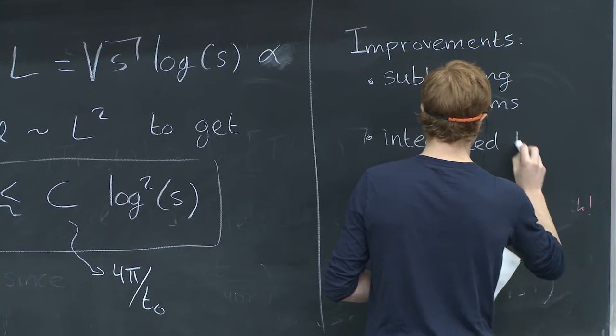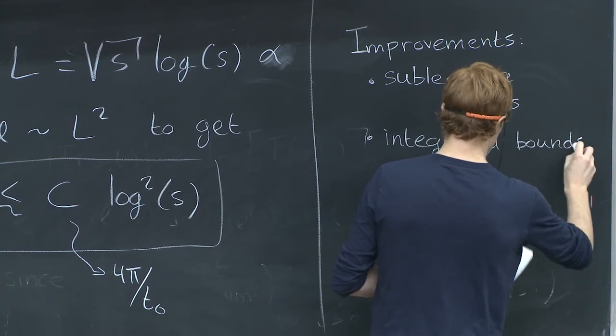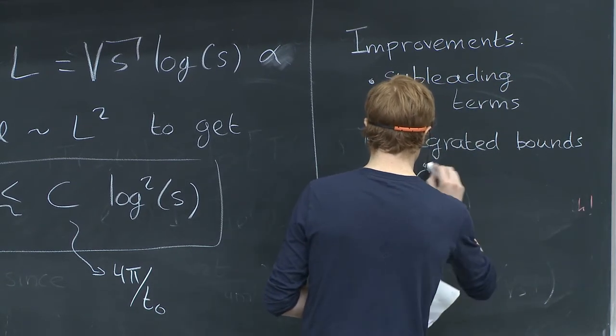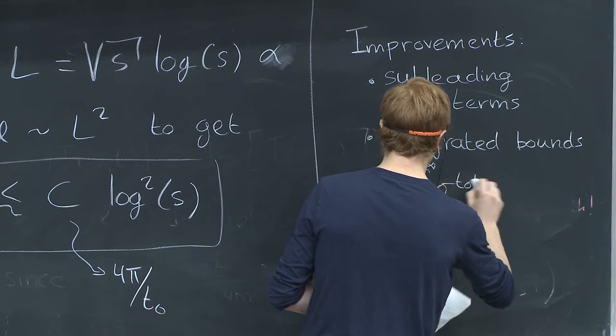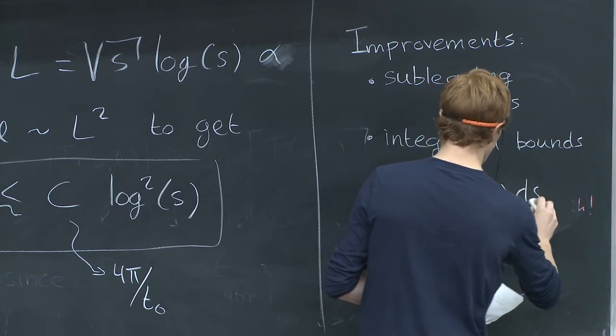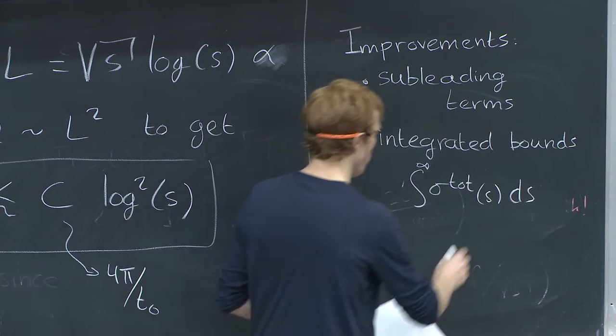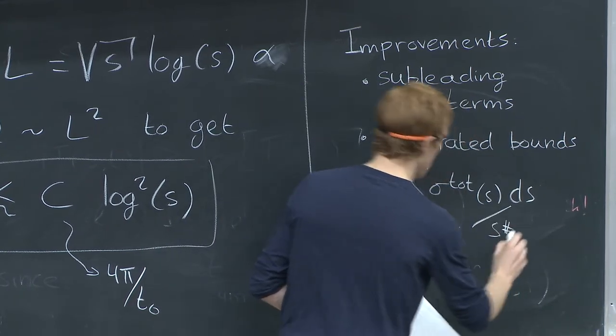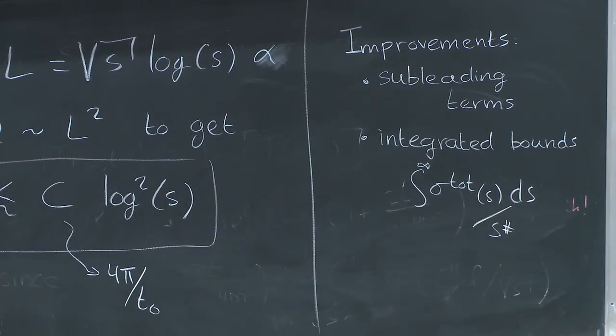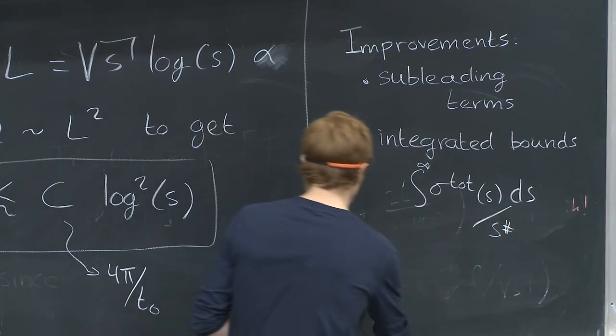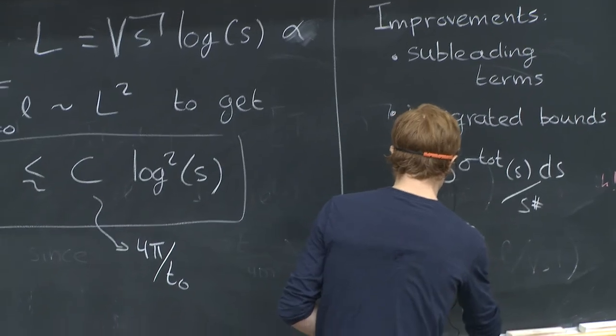People have looked at integrated bounds. So for example, you do the integral of the total cross-section as a function of s, ds. Of course, this may diverge, so you divide it by some power, and then you get something finite, and people have looked at these kinds of things, so you integrate over some finite window. And like I said, people have looked at particles with spin.